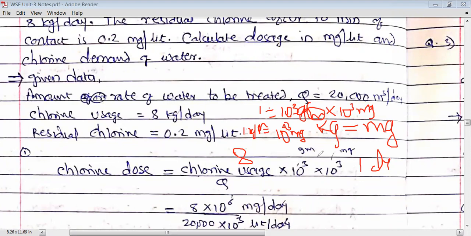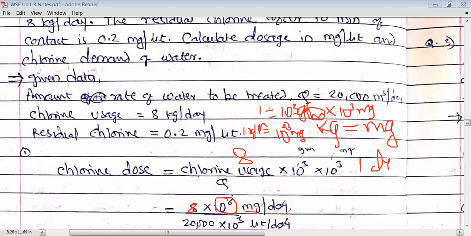The addition of 3 and 3 will be done, and this power will become 10 to the power 6, and here the unit will be mg per day. Now here we got the unit for this. We have converted this chlorine usage in mg per day.